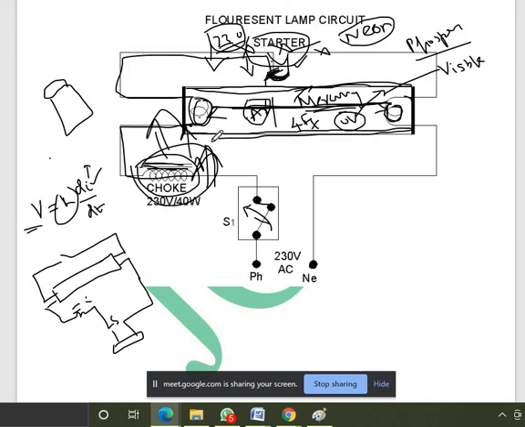So initially you start by closing the circuit and then opening it, and during the opening time the choke will produce a huge voltage. That is the purpose of the starter. Otherwise the starter is not necessary to glow the lamp. Initially we need the starter. Otherwise, each time we would have to connect and remove a wire, which is difficult. So we replace the short circuit element and fix the starter. Okay, any doubt?